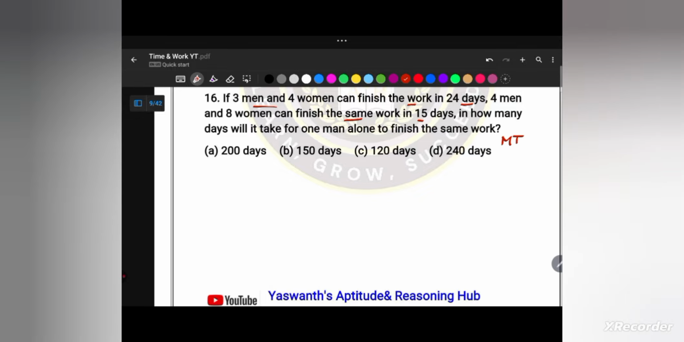We know the relation between them is an inverse relation. So M into T will be equal to a constant. Let it be K. So we'll be comparing two different scenarios, that is M1 T1 equal to M2 T2. Clearly in the first scenario, how many? The manpower, 3 men, let it be 3M, and 4 women, we take it as 4W. Multiply the manpower by time. How much time? T1 equal to 24 days. The second scenario, 4 men and 8 women multiplied by how many days? 15 days.